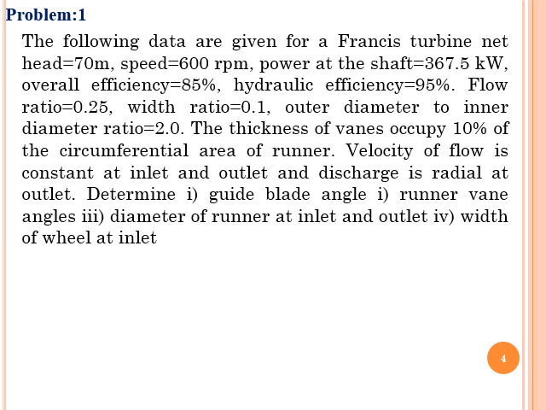Net head is 70 meter, speed is equal to 600 rpm, power at the shaft is 367.5 kilowatt, overall efficiency is 85%, hydraulic efficiency is 95%, flow ratio is equal to 0.25, width ratio is equal to 0.1, outer diameter to inner diameter ratio is 2, the thickness of vanes occupy 10% of the circumferential area of runner, velocity of flow is constant at inlet and outlet, and discharge is radial at outlet.